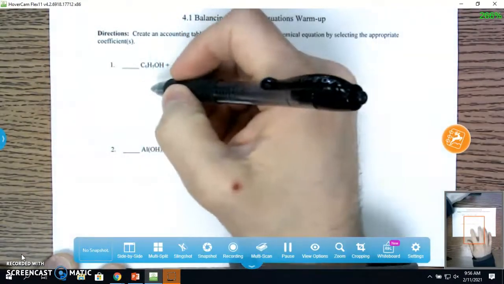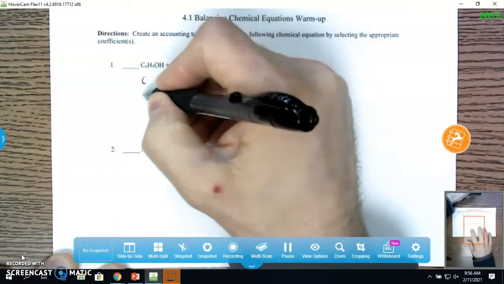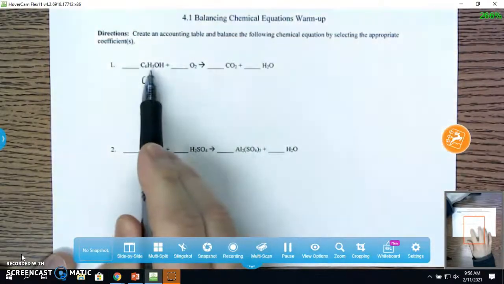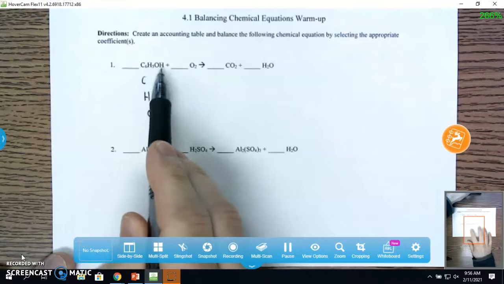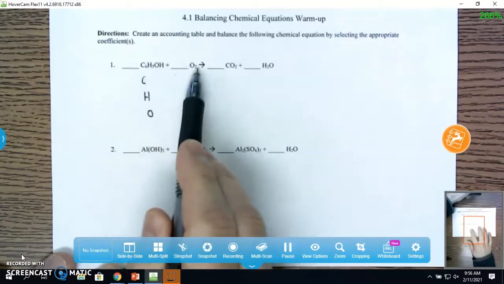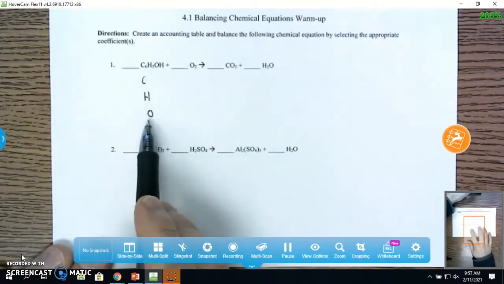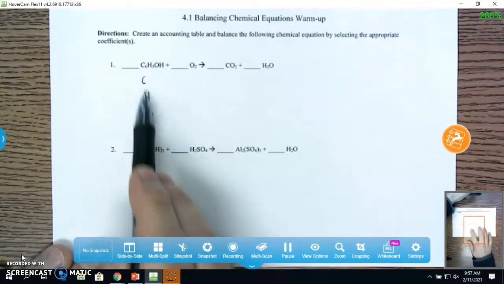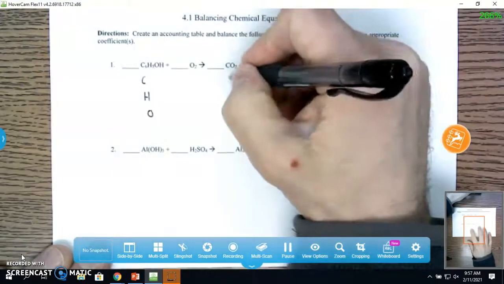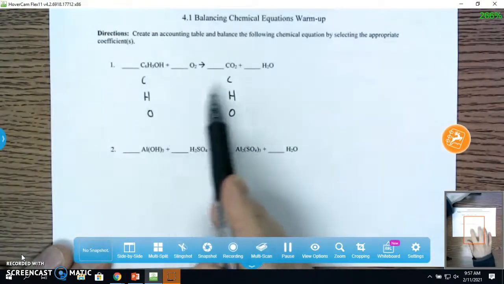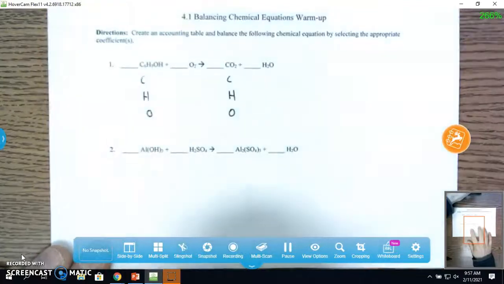Alright, so making the accounting table here, I've got carbon, hydrogen, and oxygen. Remember, I list them in order that I read them. We're going to have to do some addition because we've got hydrogens here, and we've got oxygens here and here, but we only give hydrogen one line in the accounting table. Likewise, we only give oxygen one line. Whatever order I make the accounting table in on the left-hand side, I make it in exactly the same order on the right-hand side so that my eye can easily scan back and forth to see if I'm balanced.